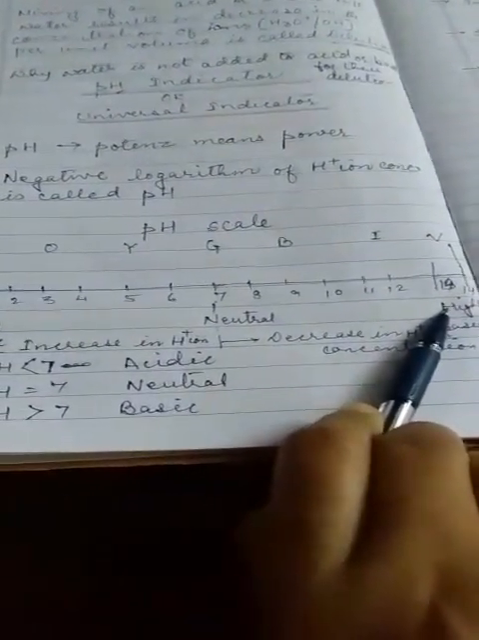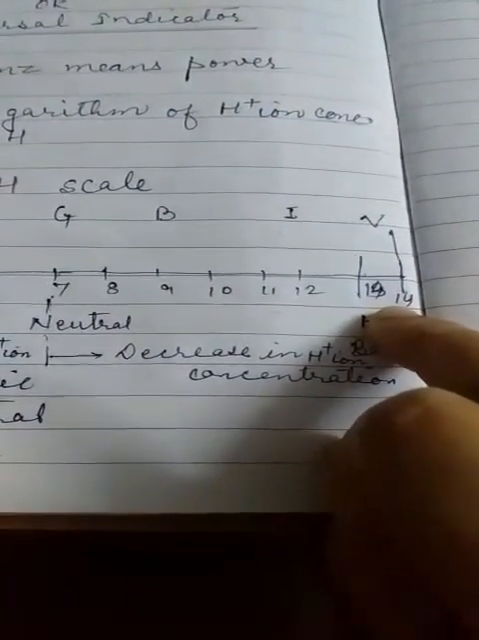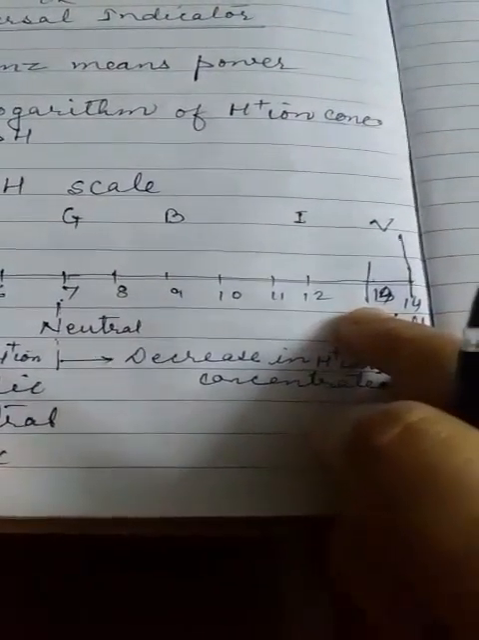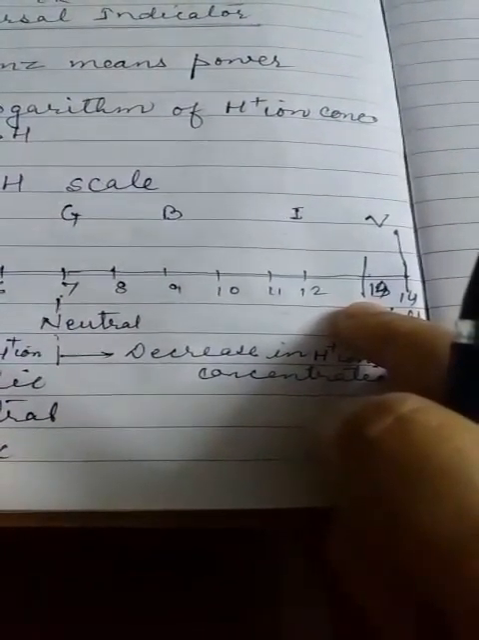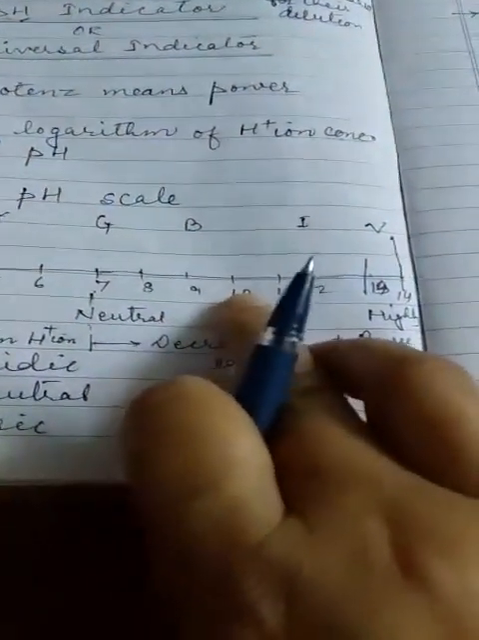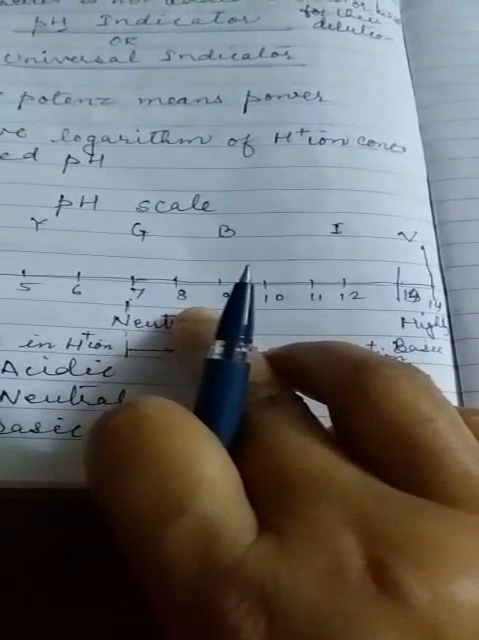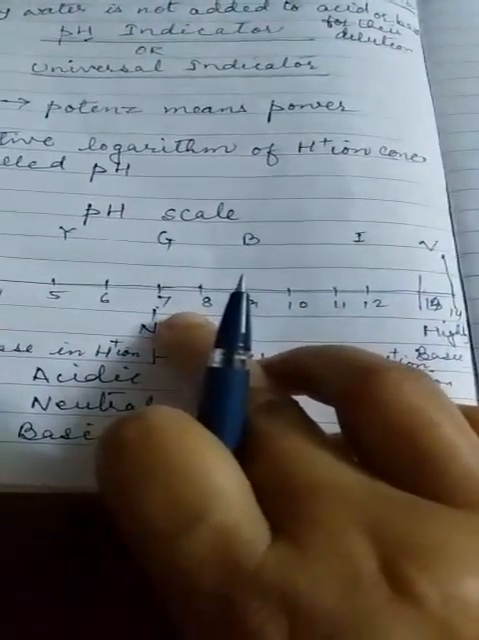And the colors indicated by this range are violet, indigo, blue, green, yellow, orange and red. Violet indicates a highly basic substance whose pH is about 13 or 14. For 10, 11, 12 it is indigo. For 9, 10 it is blue. For 7 to 8 it is bluish green. For 8 it is bluish green, but for 7 it is green.